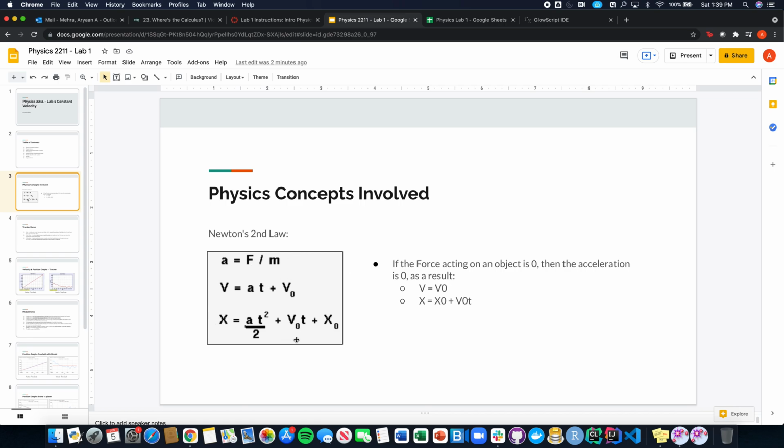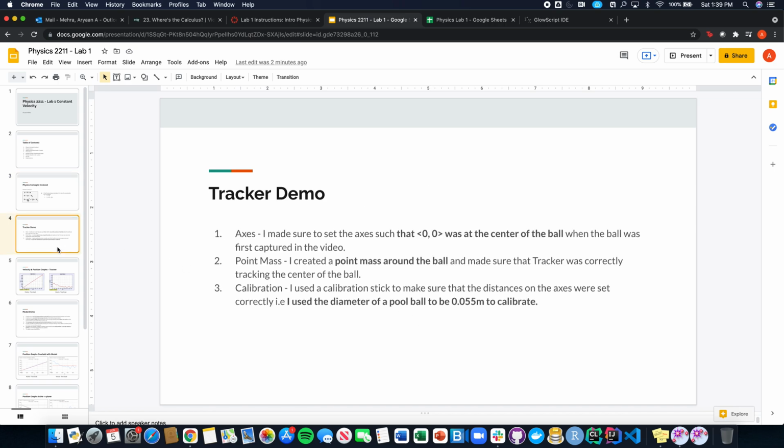Next, in terms of the update of velocity and position, we know that because acceleration is zero, these two terms cancel out. The result is that the initial velocity equals the final velocity, and the final position equals the initial position plus the initial velocity times time. These are the formulas we'll be using in our model.